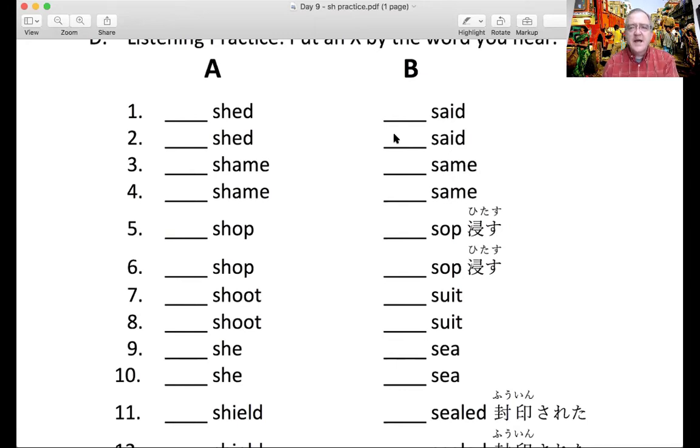Okay, I'm going to tell you the answers. A, B, A, B. Okay, A is SH, B is S. Number 1, A. Number 2, B. Number 3, A. Number 4, B. Number 5, B. Number 6, A. 7, A. 8, B. 9, A. 10, B. 11, B. 12, A. 13, B. 14, A. 15, A. 16, B. 17, B. 18, A. Okay, if that was difficult, I won't do it again, but if it's difficult, rewind the video and watch that part again, okay? And make sure you can do that. Okay, that's the SH sound.